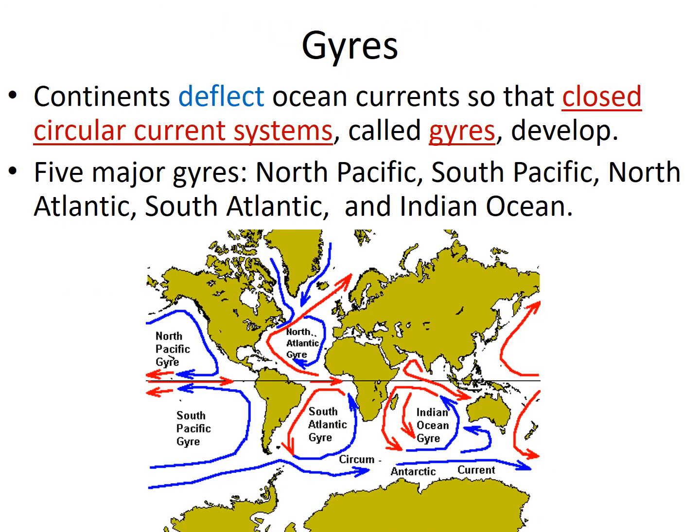Gyres. So the continents deflect the ocean currents so that closed circular movements occur, and these are called gyres, as you can see in the image below. There are 5 major gyres: North Pacific, South Pacific, North Atlantic, South Atlantic, and Indian.